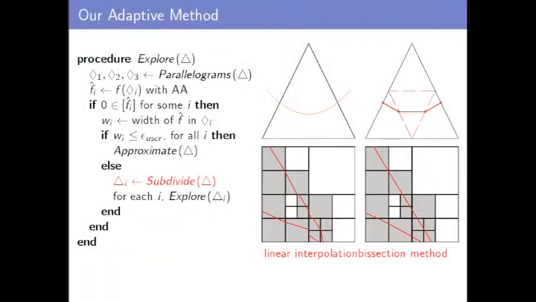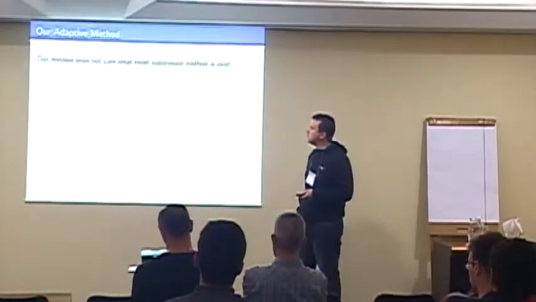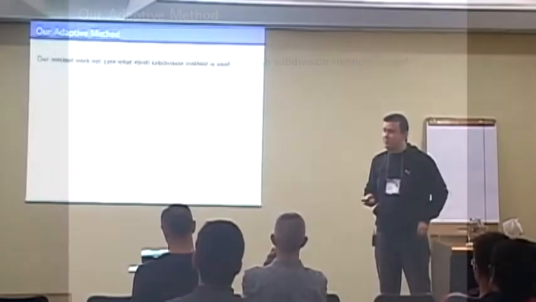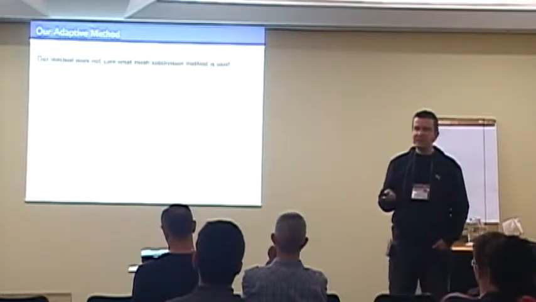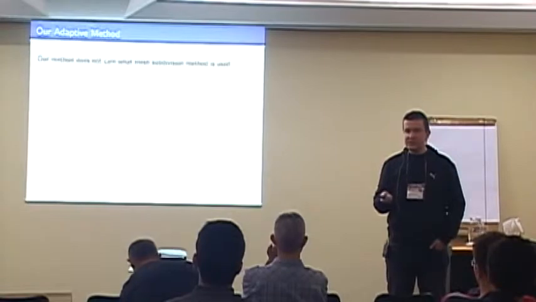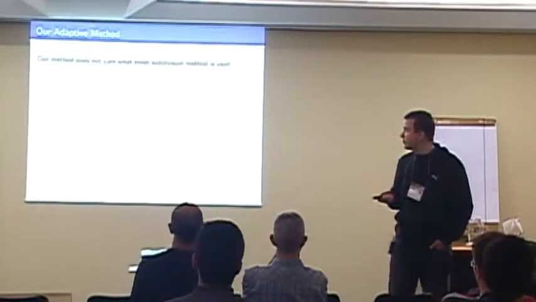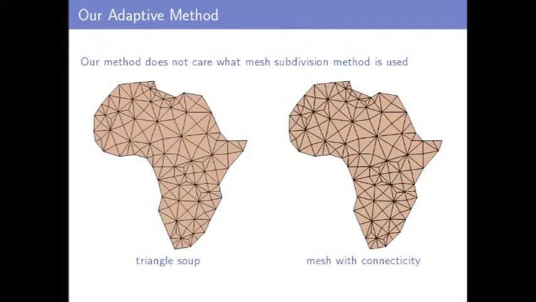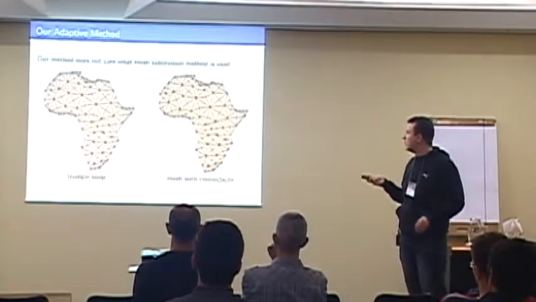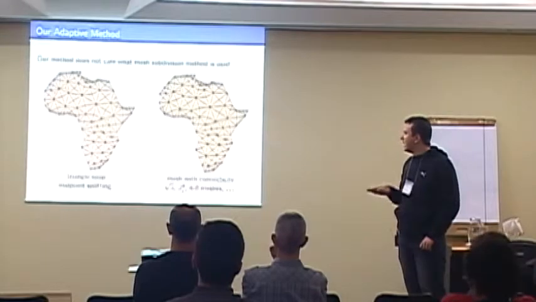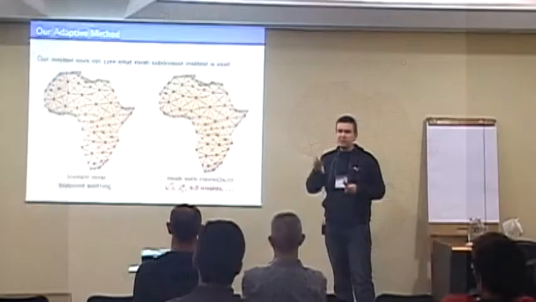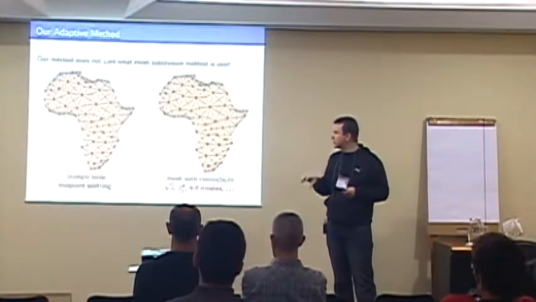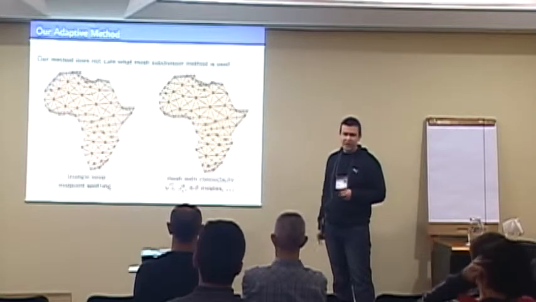If the test does not pass, we need to subdivide the mesh. Okay, it's very important because our method does not distinguish whether the input mesh has a topological data structure or not. You can use our method with a triangle soup, in other words, a mesh without connectivity, or a mesh with connectivity. In this case, we choose as subdivision rule the midpoint splitting, splitting the triangle in 4 subtriangles. In this case, you use it for 8 meshes, okay?